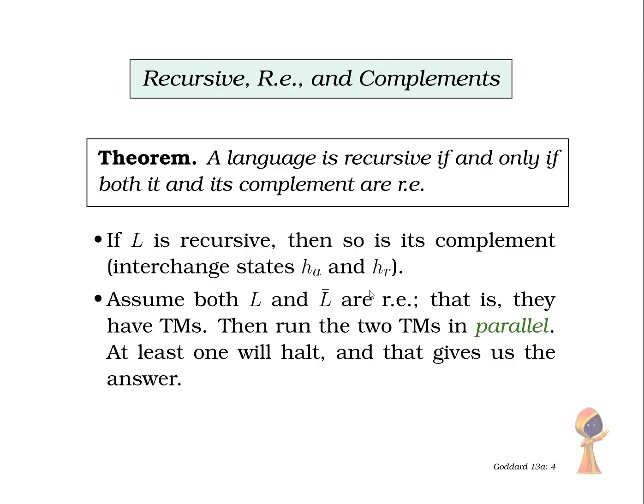Now, let's assume that both L and L complement are RE. That is, they have Turing machines. So if we run the two Turing machines in parallel, at least one will halt and it will give us an answer. So if something doesn't halt for L, it might halt for L complement and vice versa.